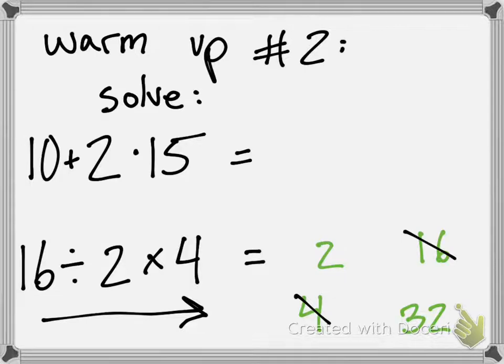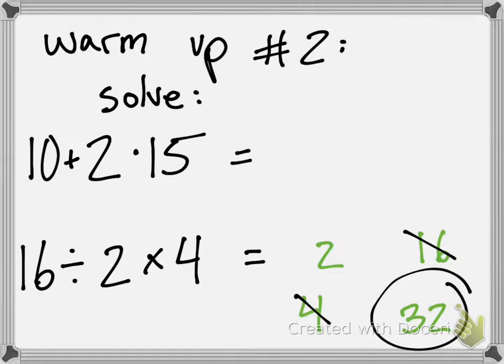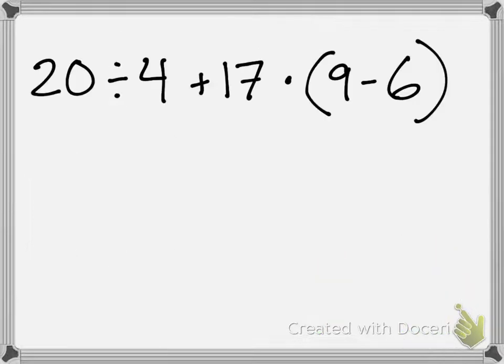That's why it's important. So, what's 16 divided by 2? Who can raise their hand and tell me? Amari? 8. What's 8 times 4, Sophia? 32. Our answer is 32. So when you have the same operations, aka multiplication, division, aka addition, subtraction, you go from left to right.